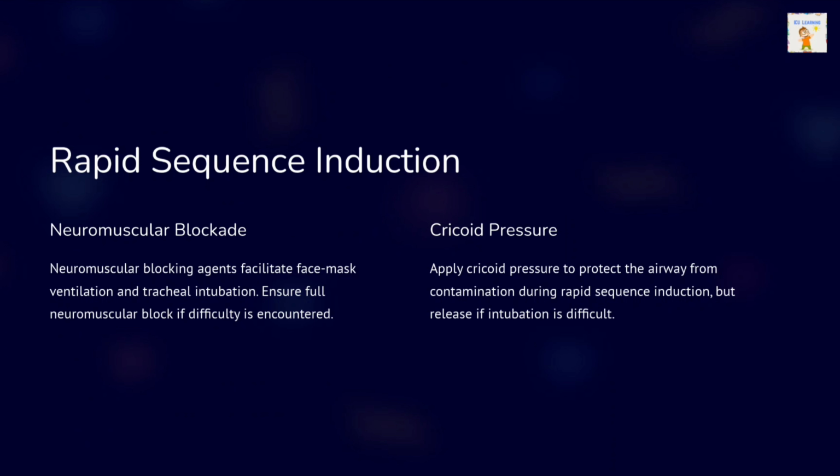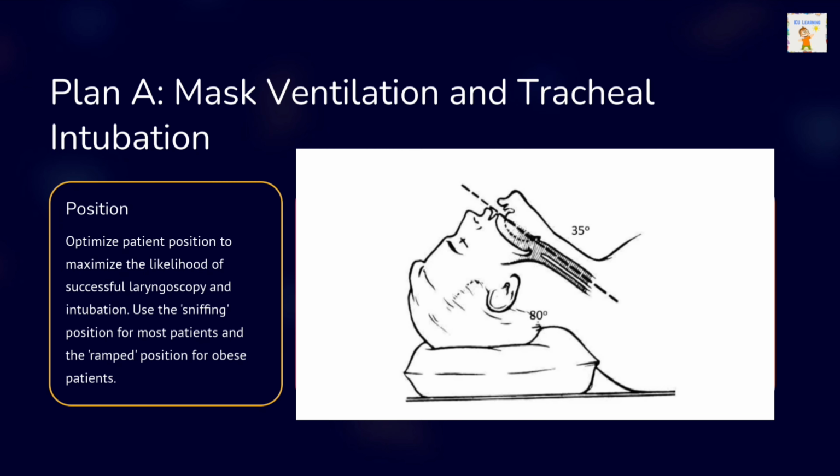What is rapid sequence induction and intubation? We know we give a neuromuscular blocking agent to facilitate the face mask ventilation and intubation, but we don't give positive pressure ventilation after giving the muscle relaxant. And we apply cricoid pressure to protect the airway from vomiting and aspiration. But if we realize that the intubation is difficult, we have to let go of the cricoid pressure.